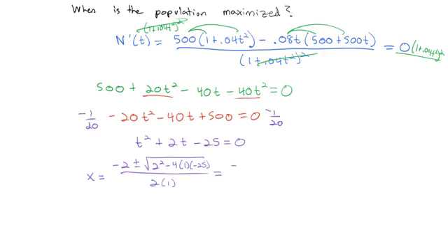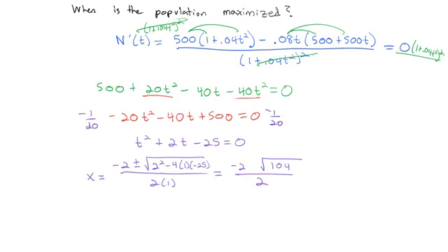And so cleaning that up, we get negative 2 plus or minus the square root of 4 plus 100 is 104 all over 2. And technically, we have two answers here, one from the plus, one from the minus. But if I do the minus, negative 2 minus something is going to give me a negative. And we're not talking about a negative amount of time for this deer population.